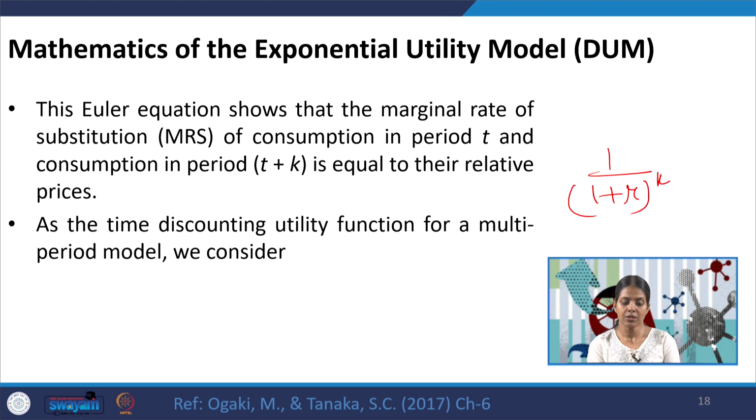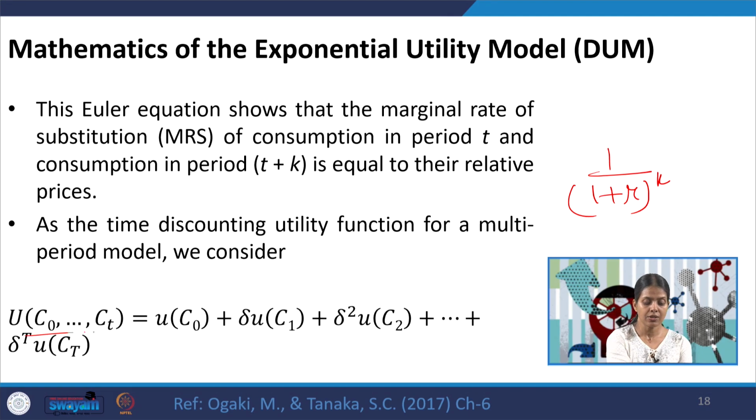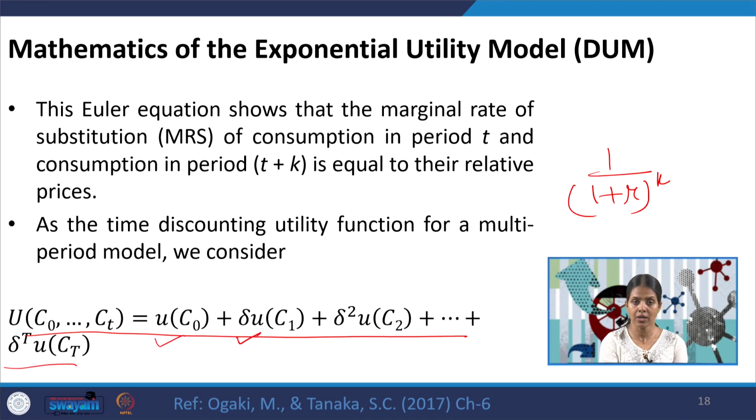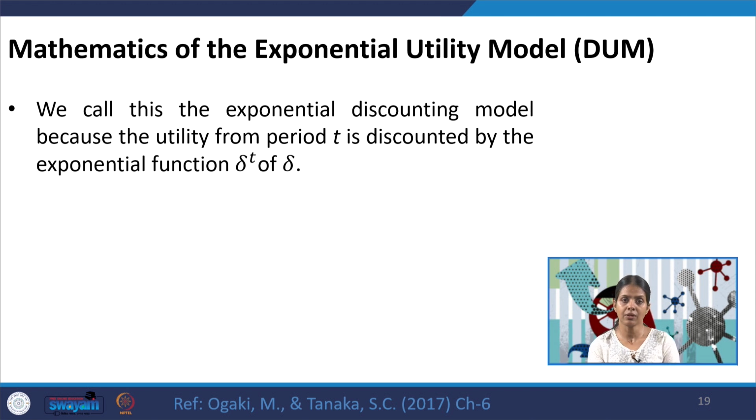As the time discounting utility function for a multi-period, we consider this stream of utilities. So, u c naught plus delta u c 1 plus delta square u c 2 and so on. So, now what is the difference? You can see that 1 upon 1 plus r is replaced by delta, which we are actually calling 1 upon 1 plus rho here in this module. We call this exponential discounting model because the utility from period t is discounted by the exponential function, delta raised to the power t.